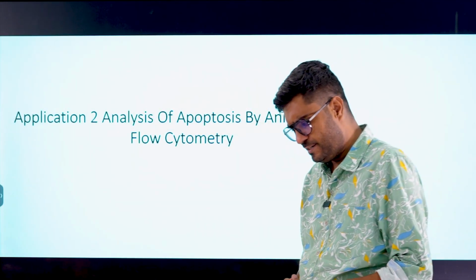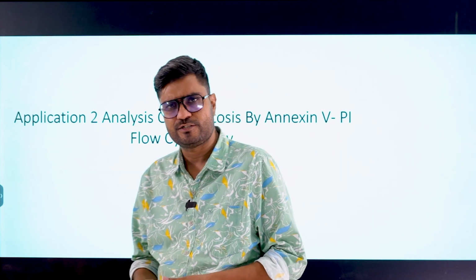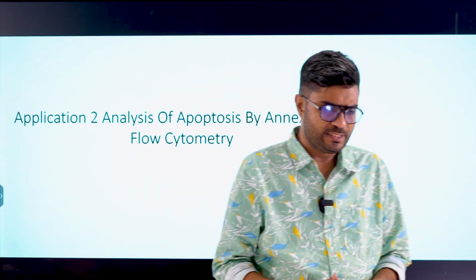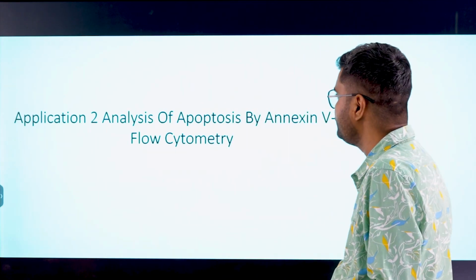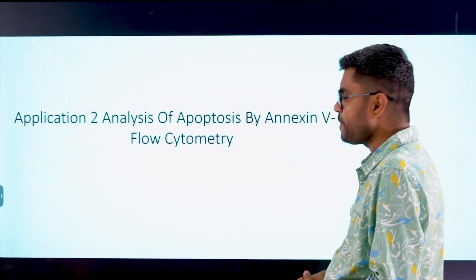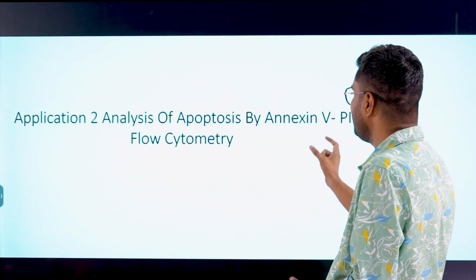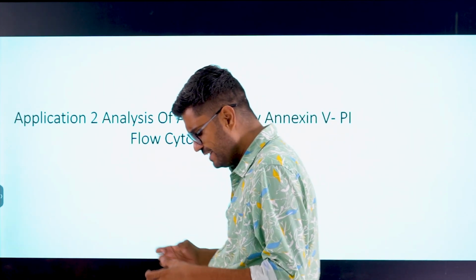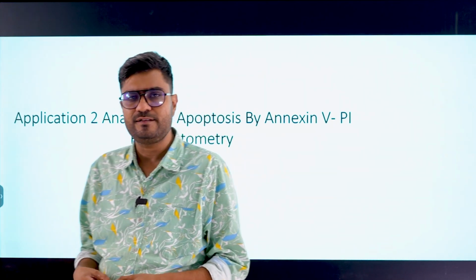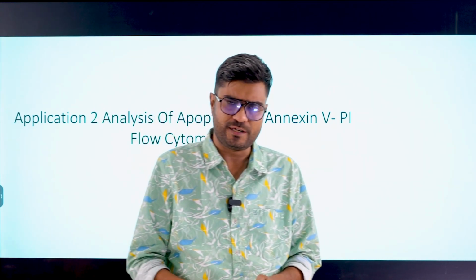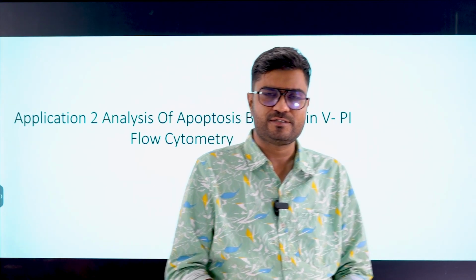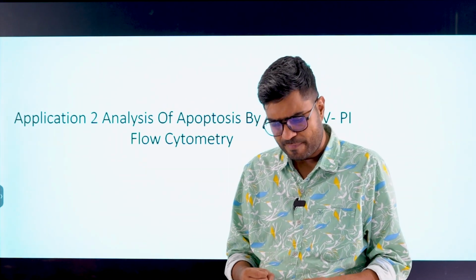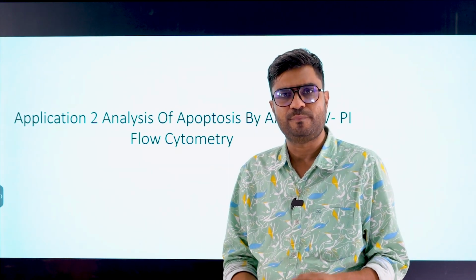Now we look at the second application of flow cytometry, which is widely used in cancer research and cell biology. The application is analysis of apoptosis by Annexin 5 PI flow cytometry. Before understanding the Annexin 5 and PI flow cytometry, we are going to discuss the simple steps of apoptosis and how the membrane structure changes during the pathway of apoptosis.